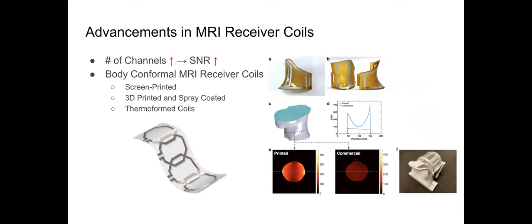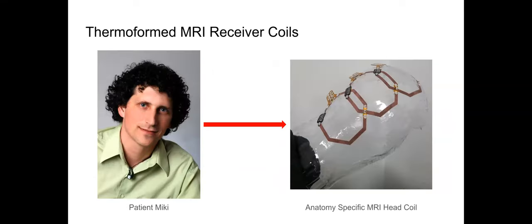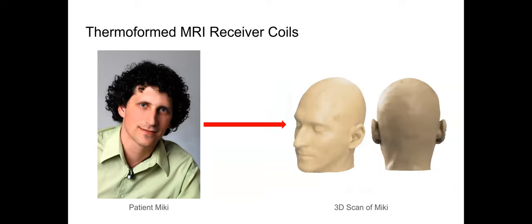While screen printing and 3D printing allow for the production of body conformal coils, we decided on generating an anatomy-specific body conformal coil using electroless copper plating and thermoforming, as we can easily plate traces for EEG electrodes on one side of the substrate while plating traces for the coils on the other. To manufacture these body conformal coils using thermoforming, we can start with a 3D scan of the patient.